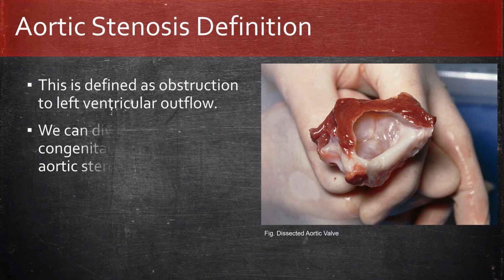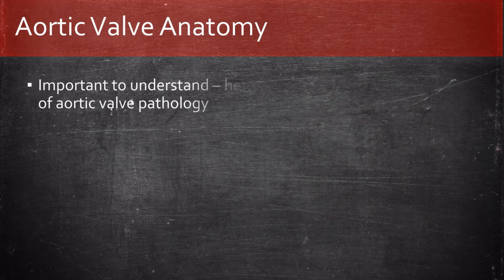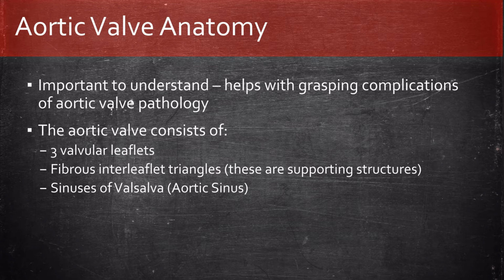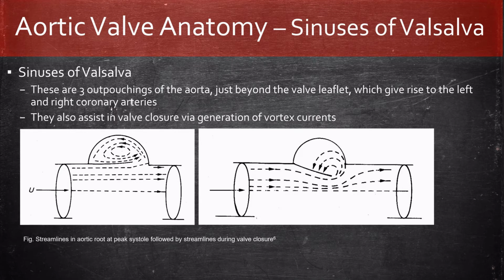We can divide the causes into congenital and acquired aortic stenosis. But before going into the causes, let's touch upon aortic valve anatomy. The aortic valve consists of three leaflets, supporting tissue, and the sinus of Valsalva, aka the aortic sinus. This is an outpouching of the aorta, which gives rise to the left and right coronary arteries.